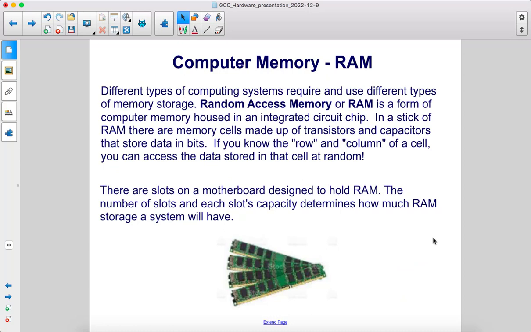Different types of computing systems require and use different types of memory storage. Random access memory, or RAM, is a form of computer memory housed in an integrated circuit chip. In a stick of RAM, there are memory cells made up of transistors and capacitors that store data in bits. If you know the row and column of a cell, you can access the data stored in that cell at random. There are slots on a motherboard designed to hold RAM. The number of slots and each slot's capacity determines how much RAM storage a system will have.